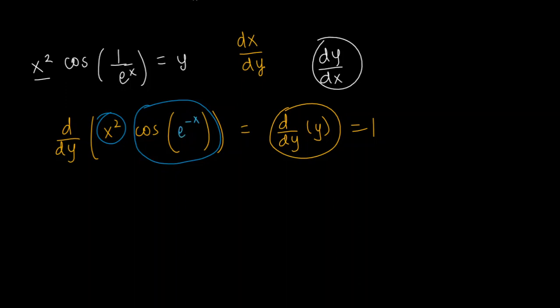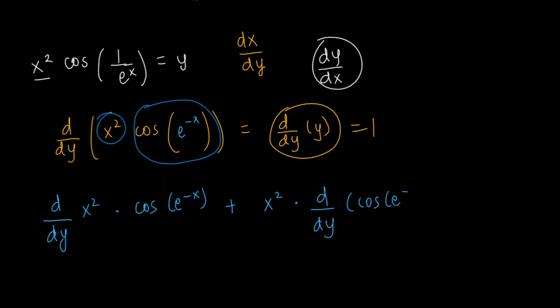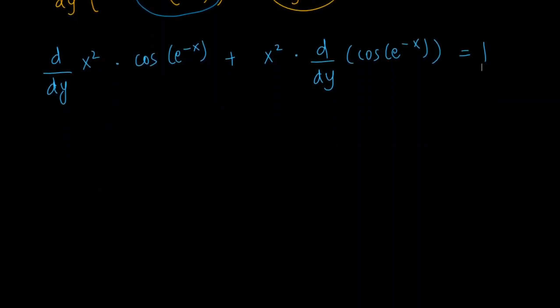And now we just need to apply the product rule here. So this would be d over dy of x squared times cos of e to the power of minus x. And then plus, now you differentiate the other one, keeping the first one the same. So x squared times d over dy of cos of e to the power of negative x is equal to 1. Now, this is particularly a bit of a long problem. So let's break it down into simpler ones.